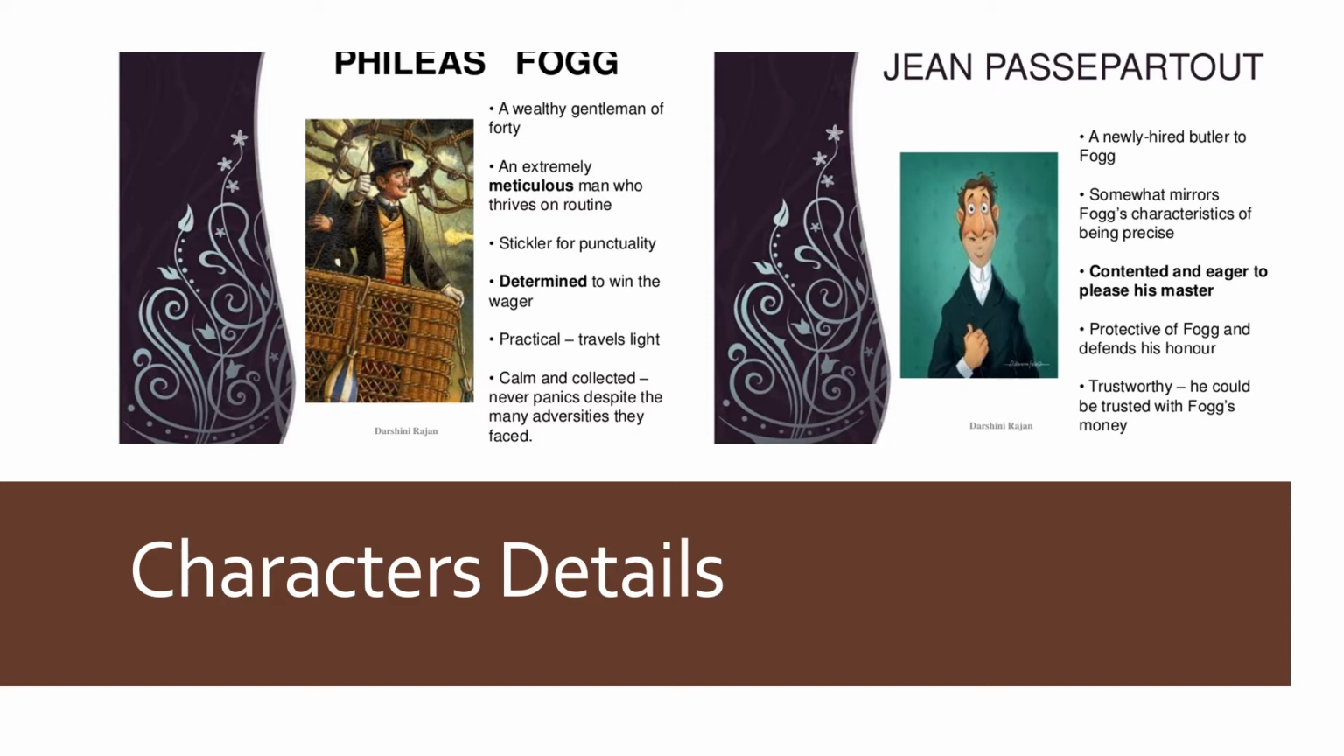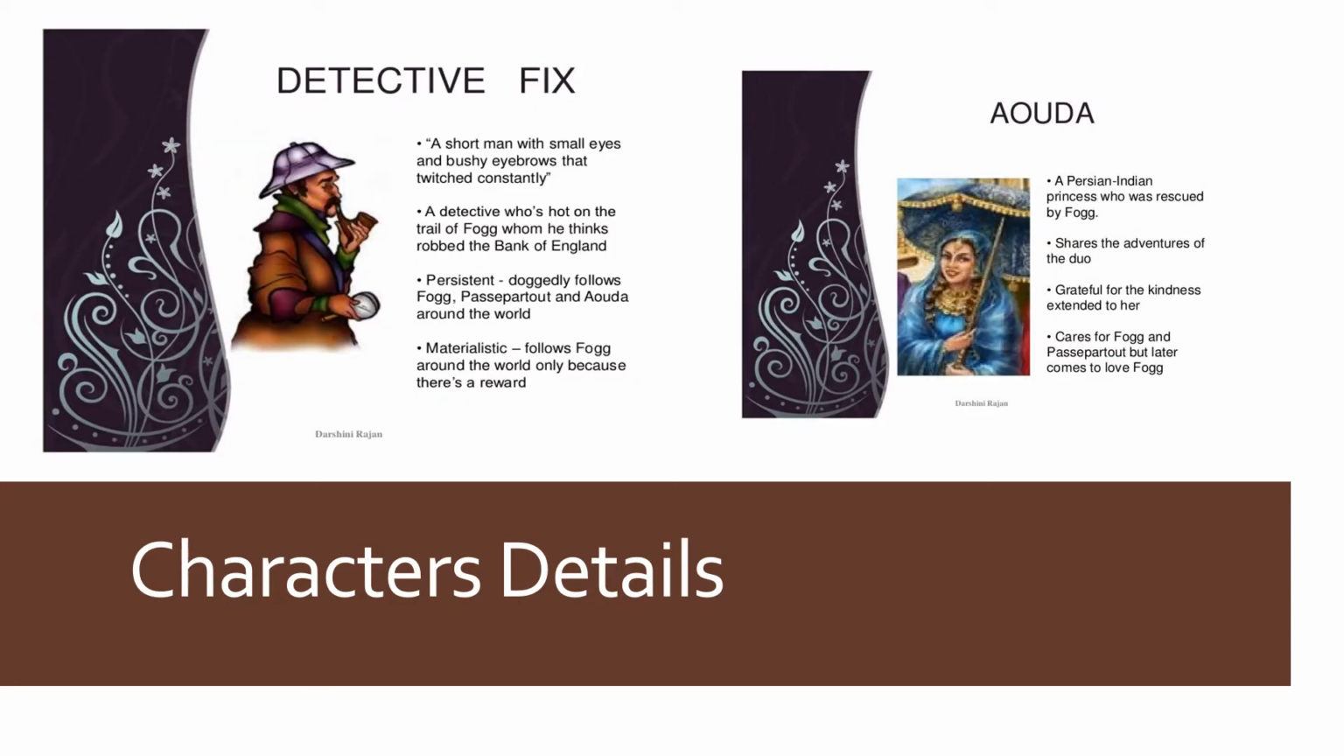Somewhat mirrors Fogg's characteristics of being precise. He is contented and eager to please his master Phileas Fogg. He is protective of Fogg and defends his honor. He is trustworthy and could be trusted with Fogg's money. Detective Fix. He was a short man with small eyes and bushy eyebrows, a detective who's hot on the trail of Fogg, whom he thinks robbed the Bank of England. He's persistent and materialistic, who follows Fogg around the world only because there's a reward.